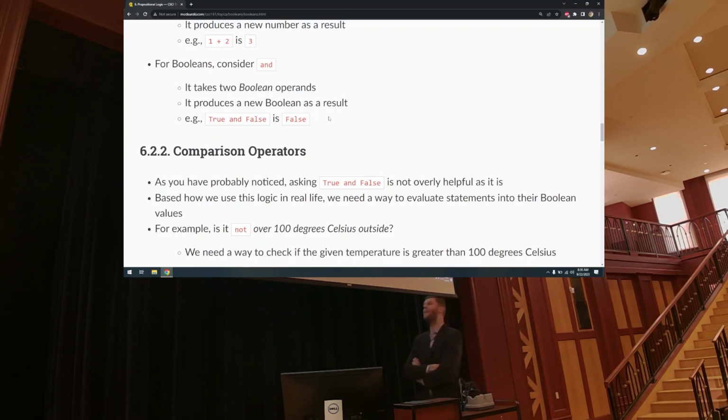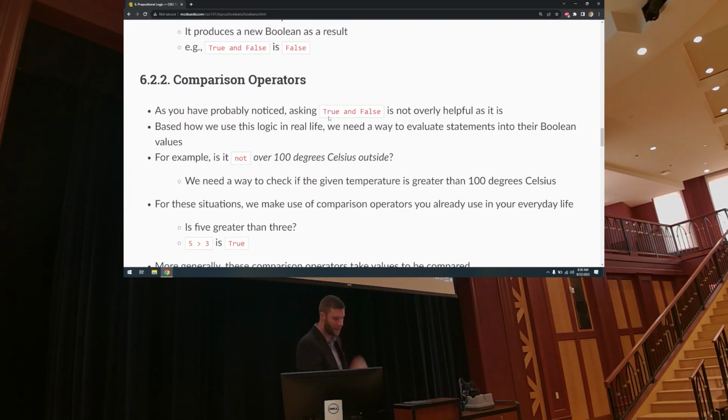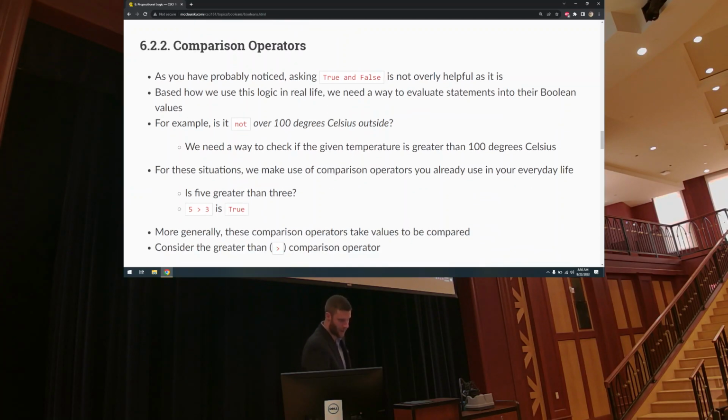And this brings us to comparison operators. These are other operators, just like your arithmetic, just like your Boolean ones, but these ones are a little different. They're comparison operators. If I ask you the question, is it not over 100 degrees outside? True. Okay. Why is it true? Well, because not flips it, but break it down even further. So is it over 100 degrees outside? How do you know?